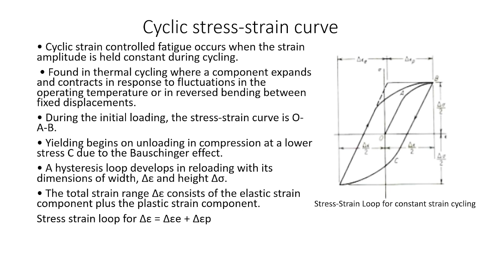So the stress strain loop is calculated in the form of del epsilon is equal to del epsilon E plus del epsilon P. What is the meaning of this? It means there is a small amount of both elastic strain and plastic strain taking place, because elastic strain is recoverable.